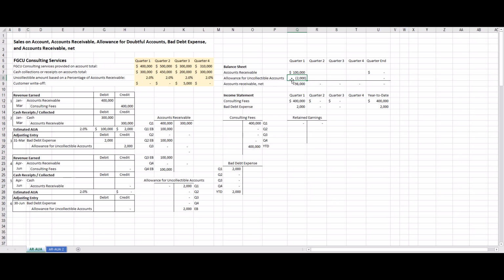The allowance for uncollectible accounts will be deducted from the balance in accounts receivable to get accounts receivable net, which is also referred to as the net realizable value of accounts receivable. For our company, the accounts receivable net to be reported on the balance sheet is $98,000. $100,000 in accounts receivable minus the contra account known as Allowance for Uncollectible Accounts of $2,000.